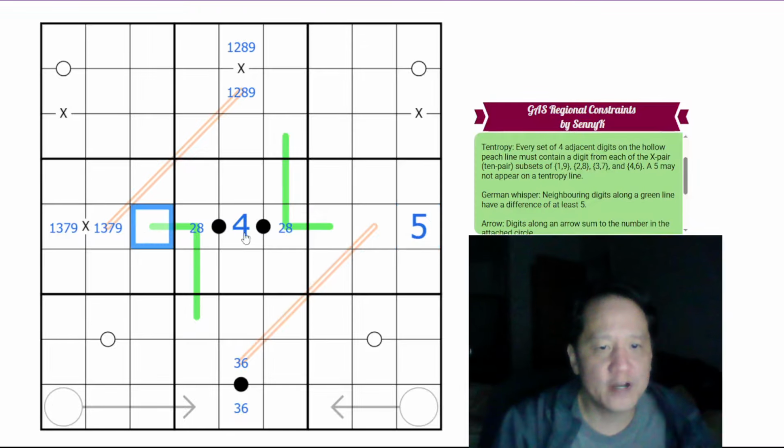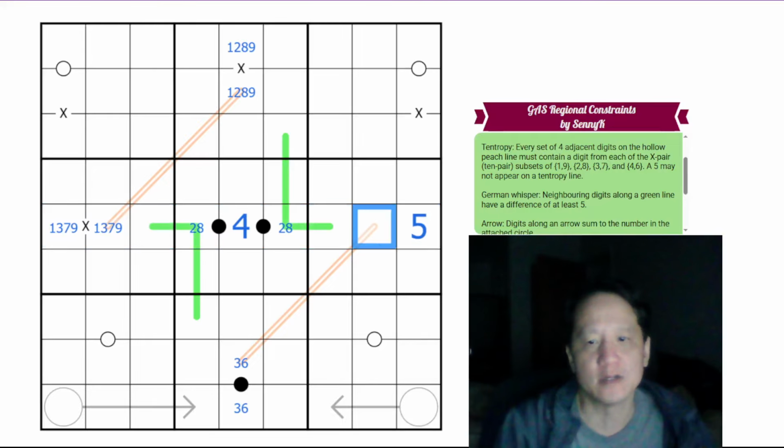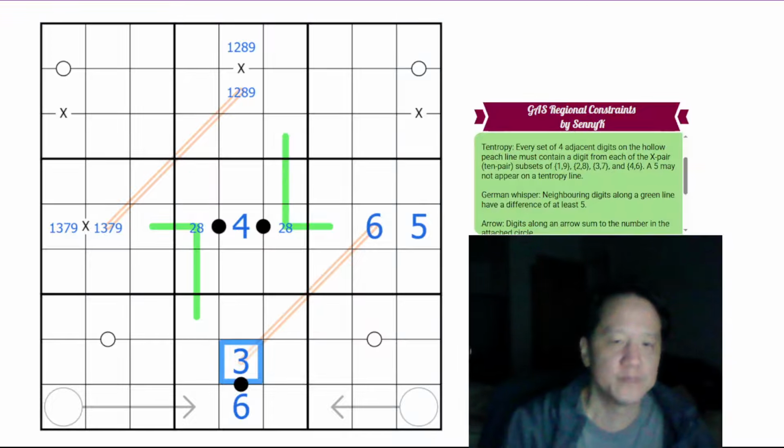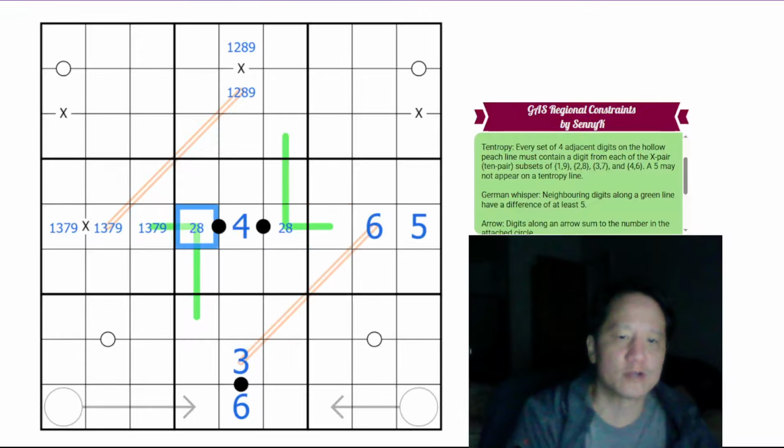On a whisper 5 line, 6 can only be next to 1. So 6 cannot be either of these digits. Where's 6 in row 5? It has to be here. So this is 6, which means 6 can never appear on another tentropy line. So this can't be 6, that's 3, which makes this 6. We don't know what these are. So this could be 1, 9, or 3, 7. Either of those work.